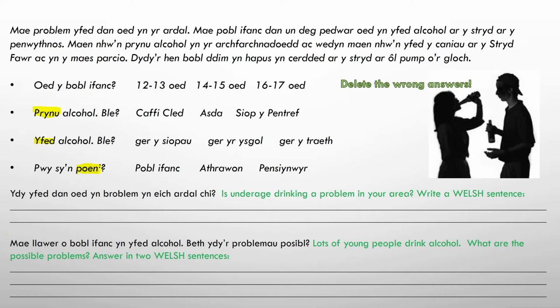There is a clue in the question for you. The next question, mae llawer o bobl ifanc yn yfed alcohol. Beth ydy'r problemau posib? Lots of young people drink alcohol. What are the possible problems with this? And we'd like you to think of two sentences here now.